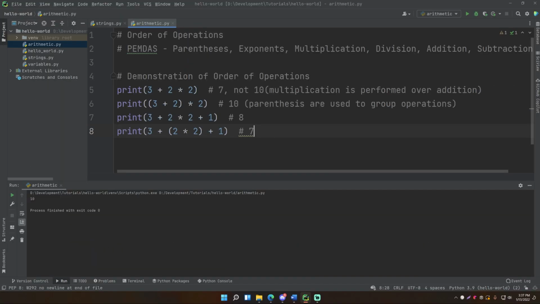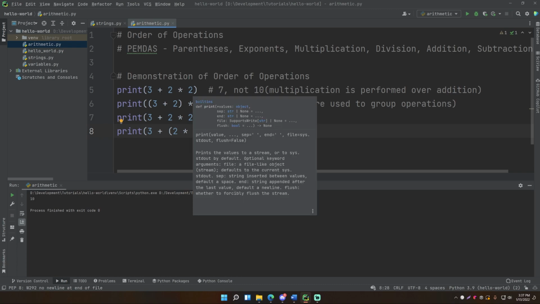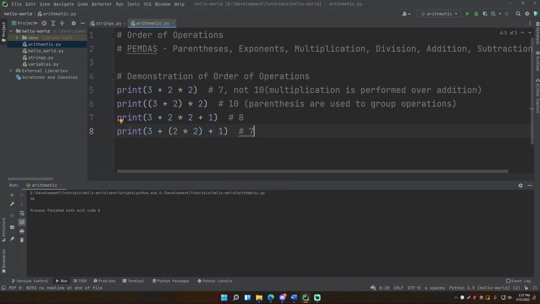There we go. So here I've got some more examples. So print 3 + 2 * 2. This is the one we pretty much already did, except reversed. So the result of this will be 7, because 2 times 2 will have a higher precedence, so that'll be 4. And then 4 plus 3 is 7, not 10.